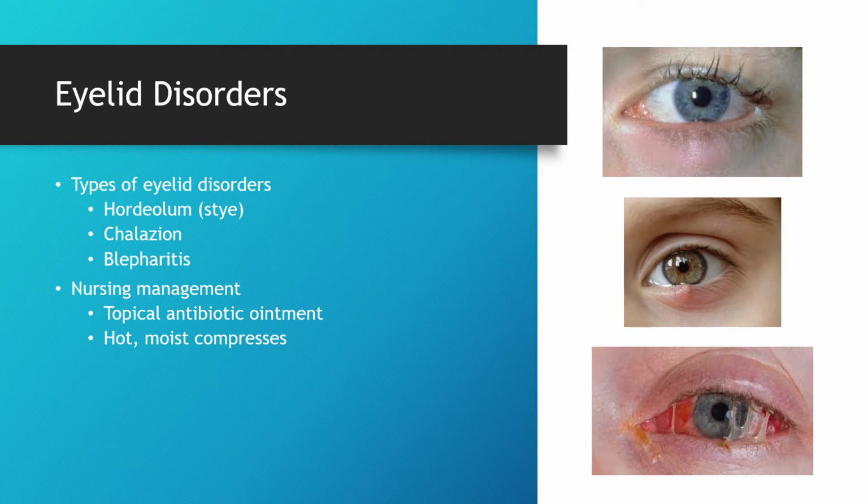Chalazion is a chronic painless infection of the meibomian gland, and it will typically resolve spontaneously. And then blepharitis refers to just a chronic scaling and discharge along that eyelid margin. Usually these patients are going to need antibiotic ointments as a treatment.